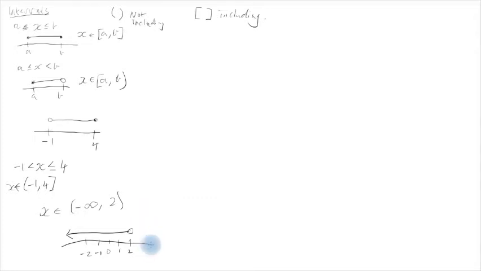Now let me complicate this example a little bit more by putting in a union. So x is within this. Union means or, so anything from, let's make this a square bracket, in fact, anything from 4 to positive infinity. So again, a circular bracket on the positive infinity. Now it says here square bracket, so it's including 4, so a black dot for that, and anything that way. So here we've got a union.